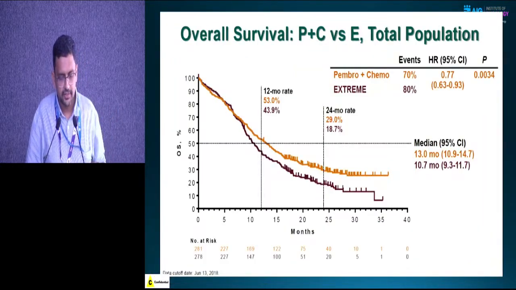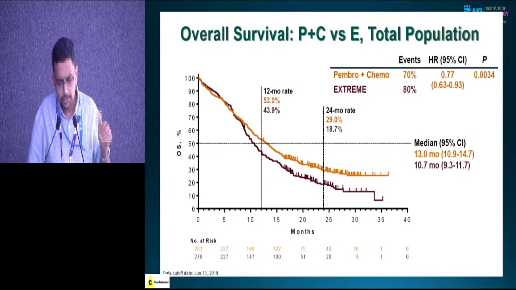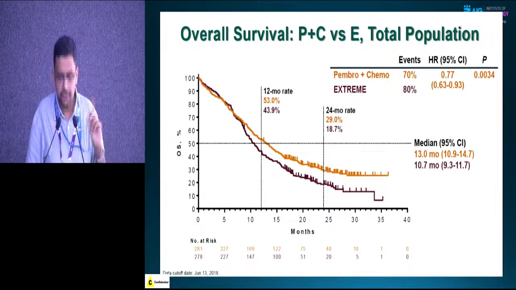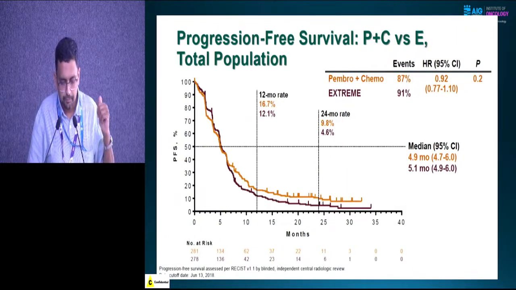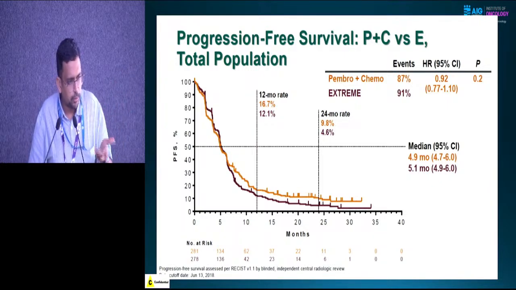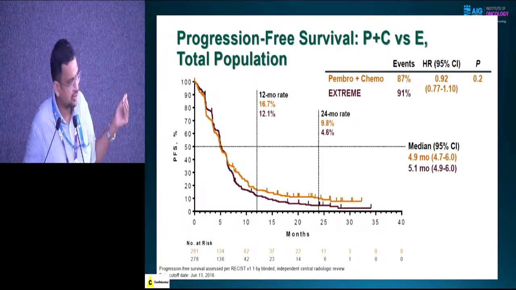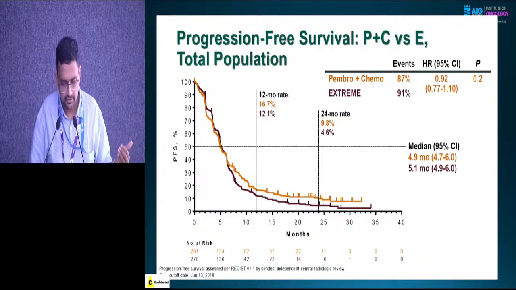Look at the overall survival, overall population. Hazard ratio is fine, but 13 versus 10.7 months. So here you're seeing the benefit. PFS, again, no benefit. 4.9 versus 5.1. So you're better, but your Pembro doesn't seem to add anything to the PFS. Adding to the overall survival, not to the progression-free survival.